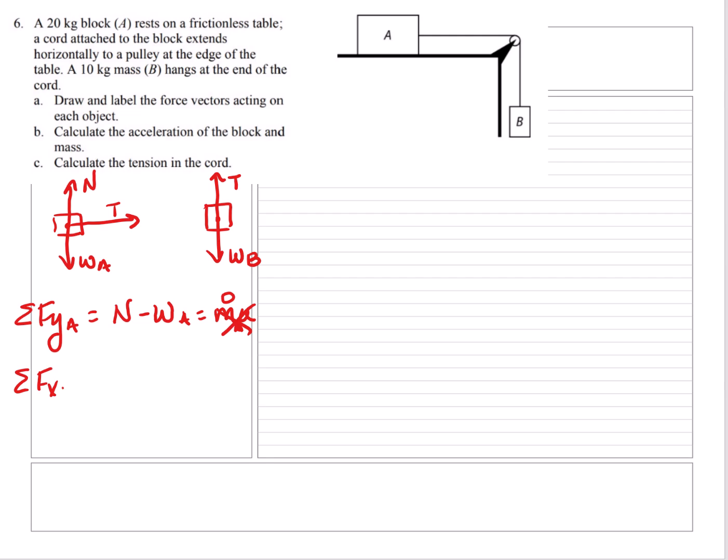My Fx for A is going to be T. That is the only vector. Remember, it's on a table, so this is my X and this is my Y. So T is parallel to the X. So T is equal to m_A a, mass of A times acceleration.